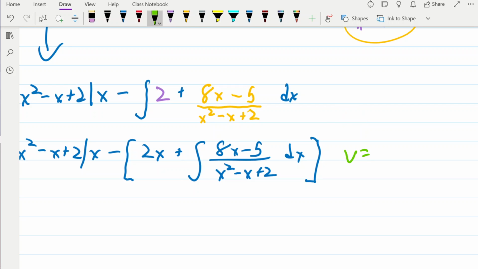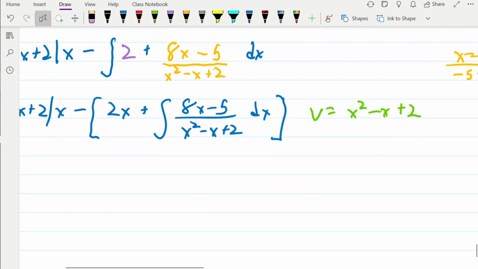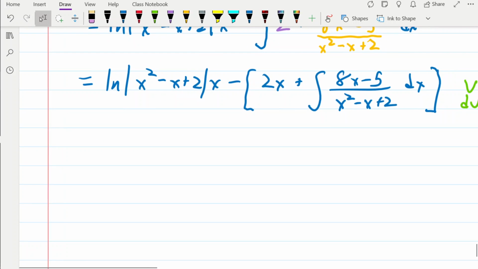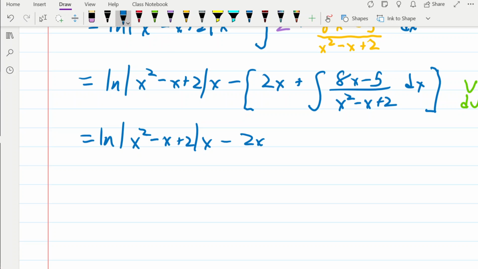So when we set u equal to x squared minus x plus 2, that means we can get du equal to 2x minus 1. Now we just need to see if we can get an x minus 1 up here, or 2x minus 1 dx. Okay, so I'm just going to rewrite this one more time. So ln x squared minus x plus 2 times x minus 2x times the integral.